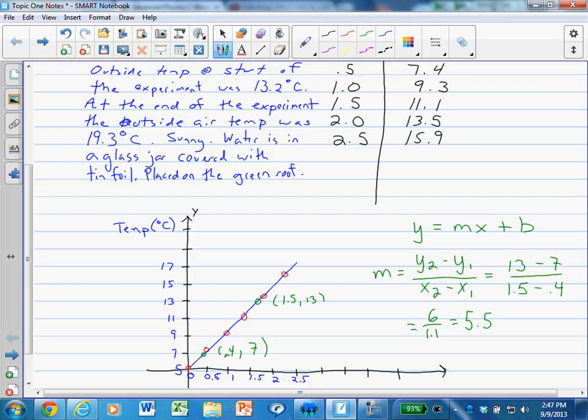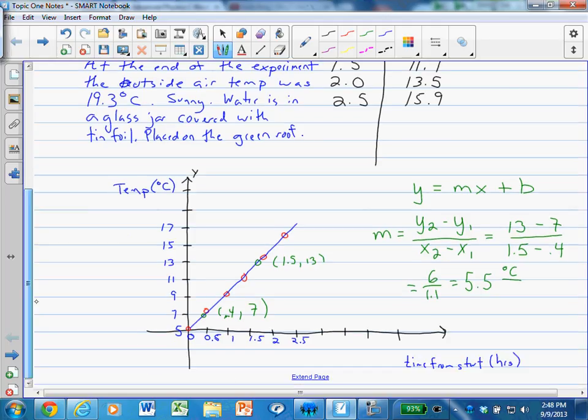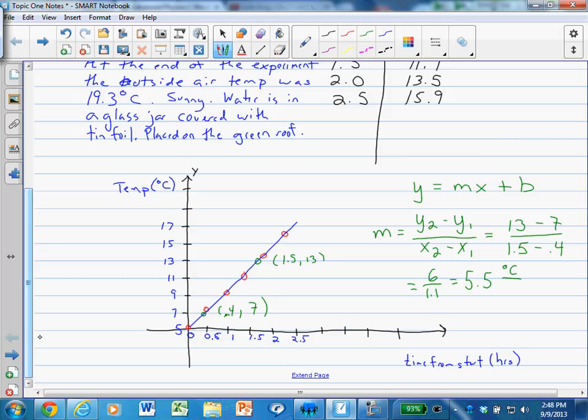For every hour. Because the units, what is the units of y? Degrees Celsius, right? What are our units of x? I don't know why I don't have it on here. Oh, yes, I do. Time, hours, right? So 5.5 degrees Celsius per hour is our slope.